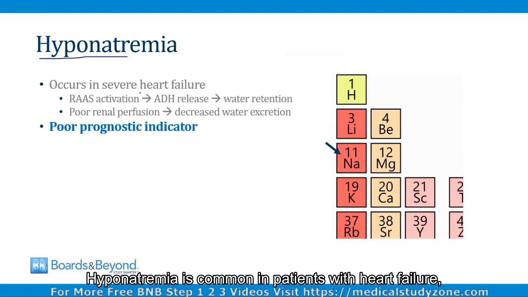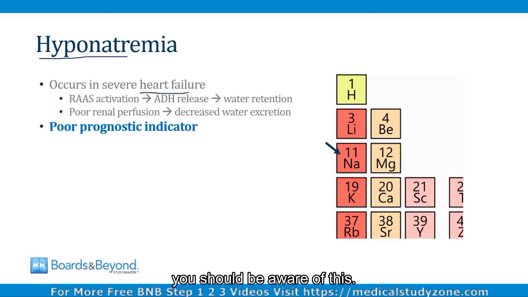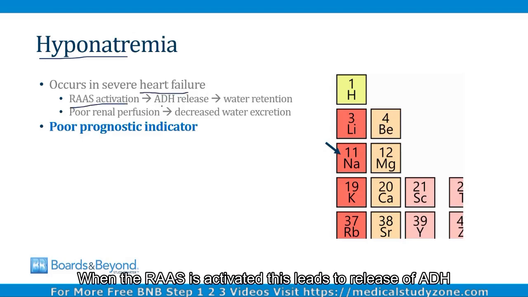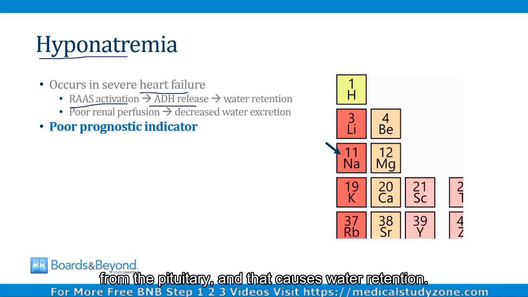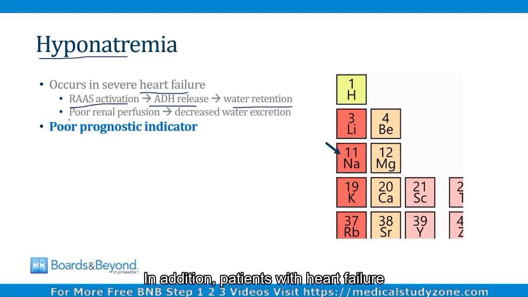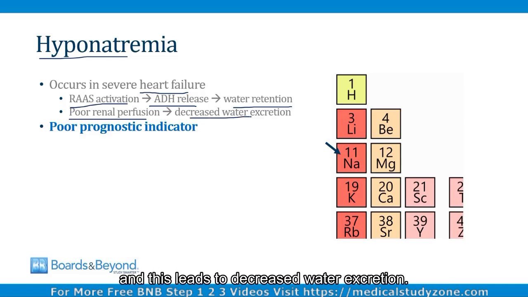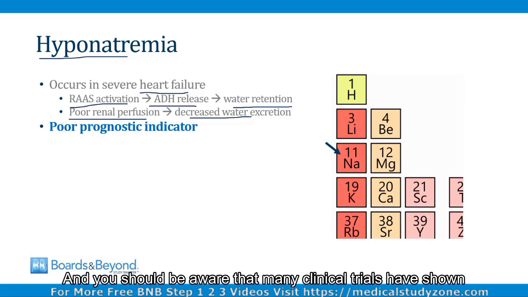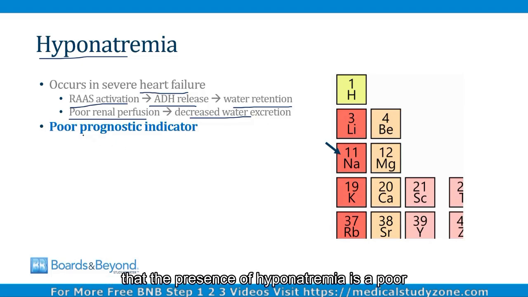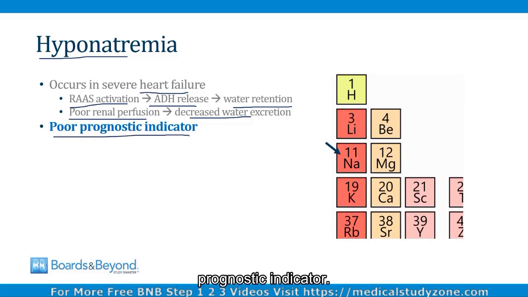Hyponatremia is common in patients with heart failure. You should be aware of this. When the RAS is activated, this leads to release of ADH from the pituitary, and that causes water retention. In addition, patients with heart failure often have poor renal perfusion from low cardiac output, and this leads to decreased water excretion. And you should be aware that many clinical trials have shown that the presence of hyponatremia is a poor prognostic indicator.